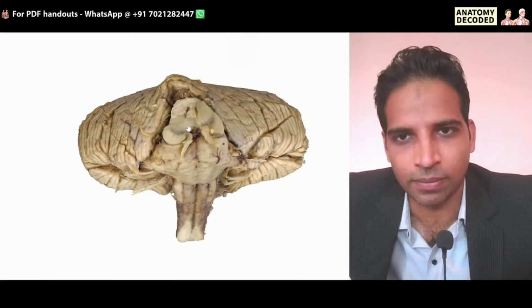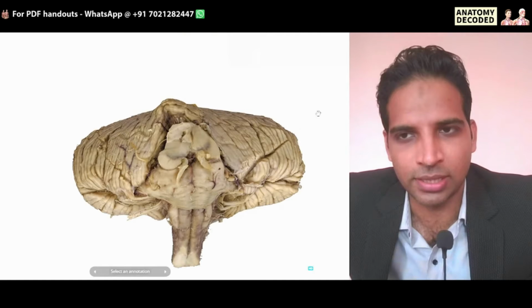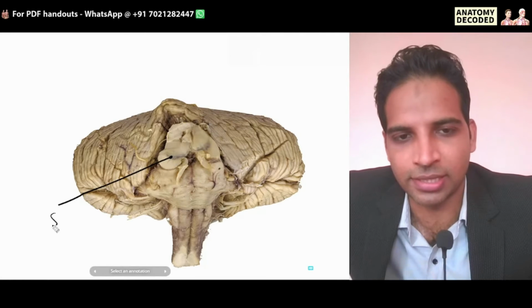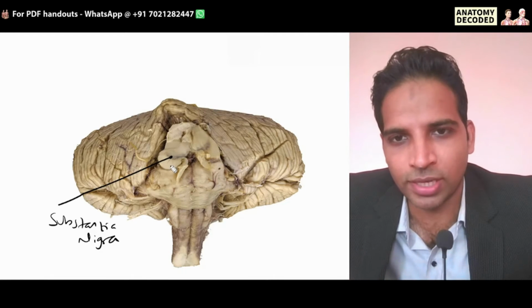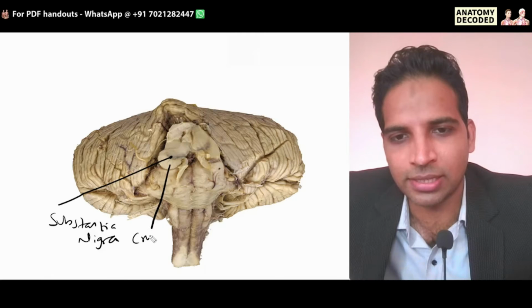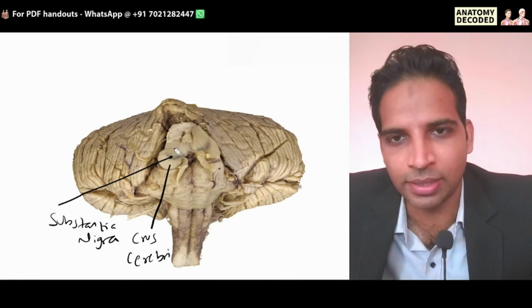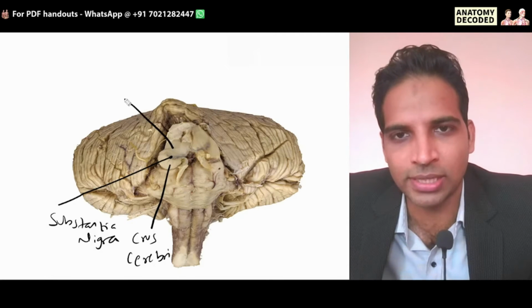Let's see that. When we take a section of the brain stem, you see this black colored area. This black colored area is the substantia nigra, a part of the midbrain. In front of it, the area is referred to as the crus cerebri. Behind it, this area is referred to as the tegmentum of the midbrain.